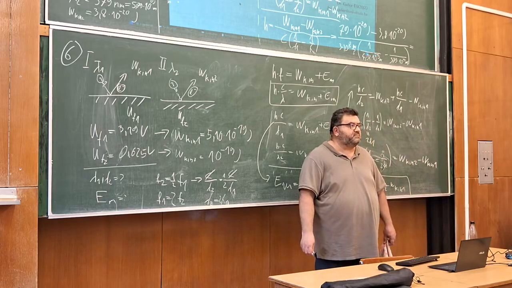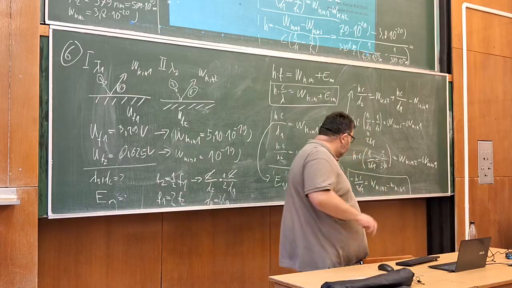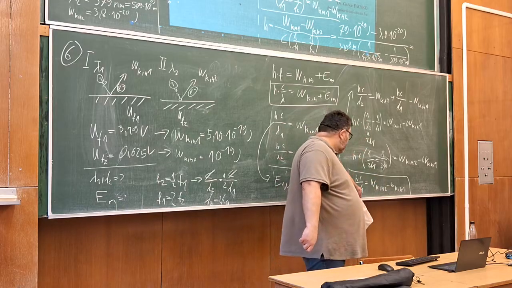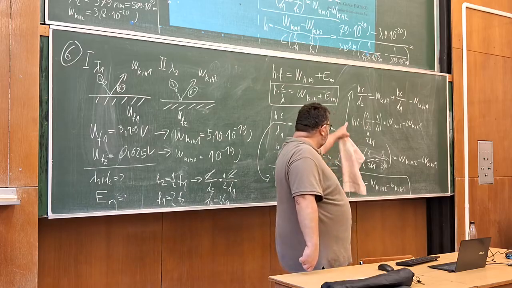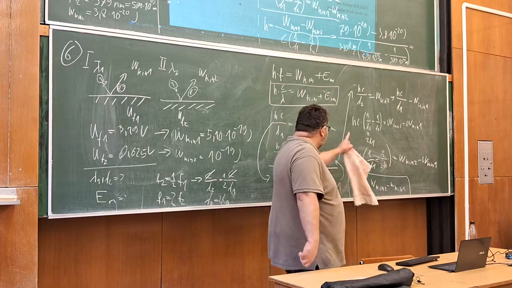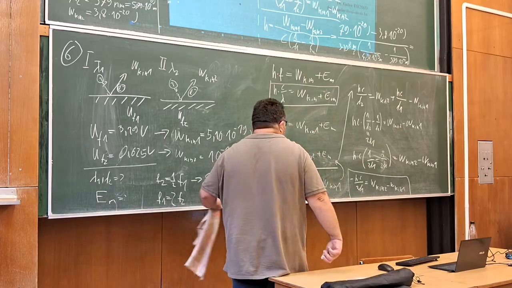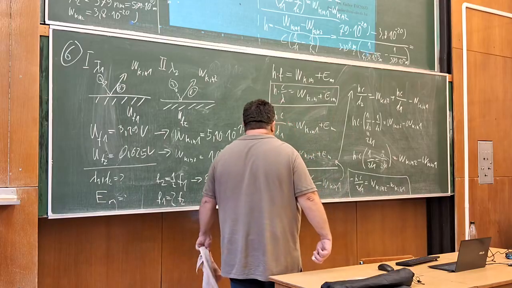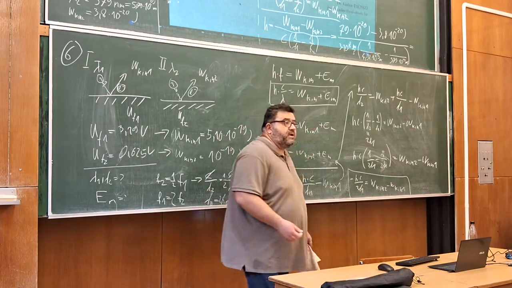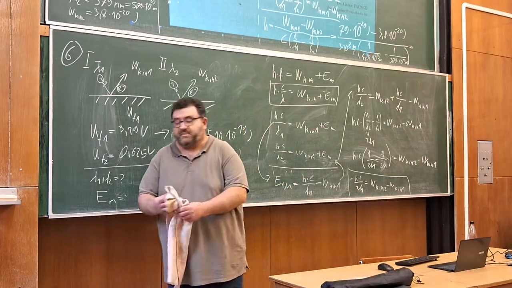A few minutes extra, I apologize. You can finish this at home. We have lambda 1, and from lambda 1 we can determine lambda 2, and also we can determine the energy that is necessary to leave the metal. Okay, thank you very much. See you next week.